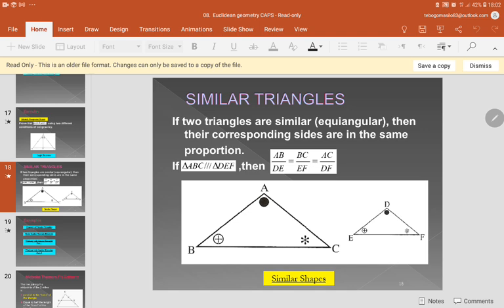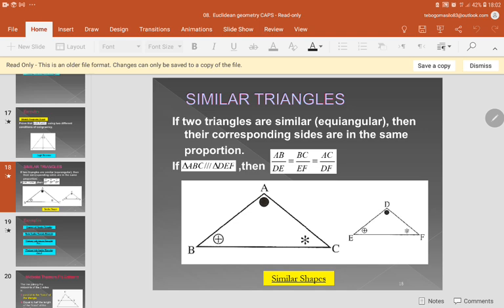Now, what does this equiangular mean? It means as you look at angle A is the same as angle D. Angle B is the same as angle E, and angle C is the same as angle F, because I use the dot, a plus sign, and an asterisk. Now, what does this mean? It means the angles are equiangular. It means the angles are equal.